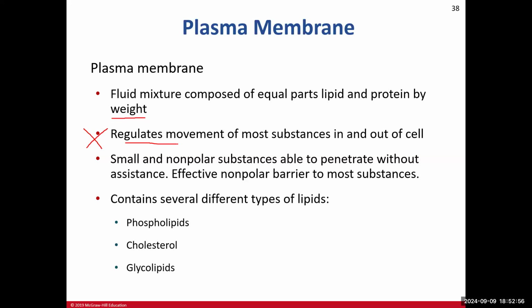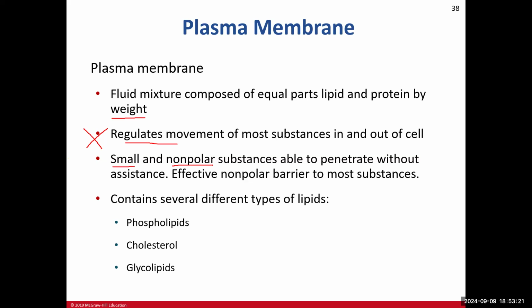But here's one of the things, though, and I mentioned this in chapter 2. You can have two qualities that will allow you to enter into the cell. One is if you're really, really small, and the other is if you are nonpolar. So that means if you have both of those qualities, you can go into the cell.